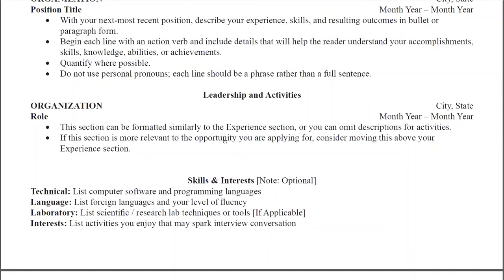And then leadership and activities. So any leadership skills that you got, or any other activities that you perform. Now, this section can be formatted similarly to the experience section, or you can omit descriptions for activities. If this section is more relevant to the opportunity you are applying for, consider moving this above your experience section. Now, this is important, that sometimes what happens, organizations are more concerned with your education. So you put the education section first.